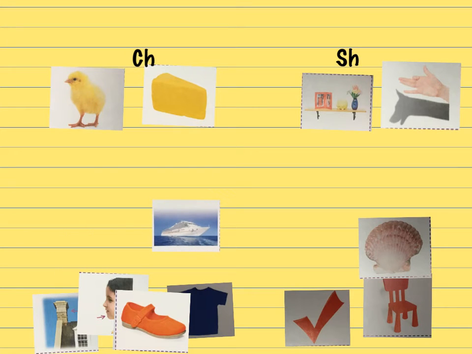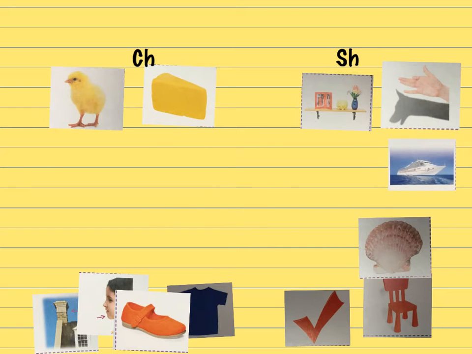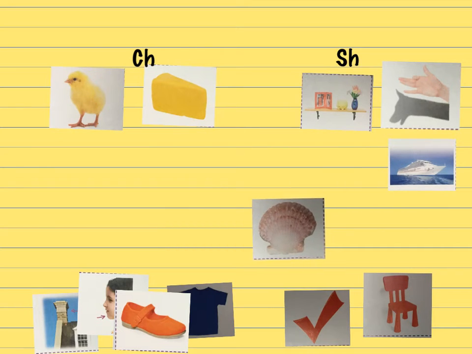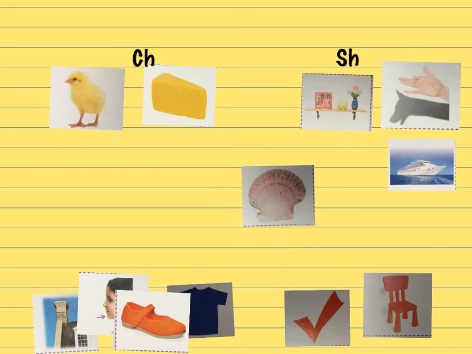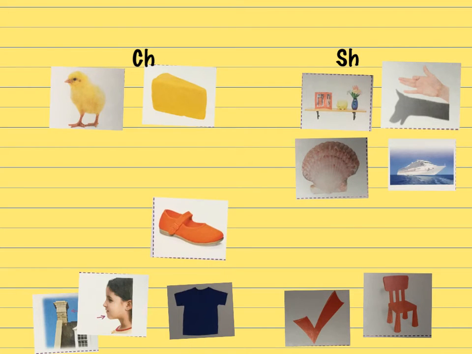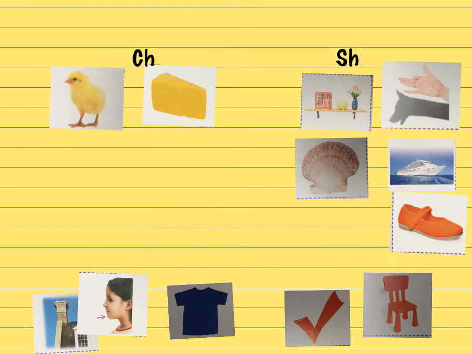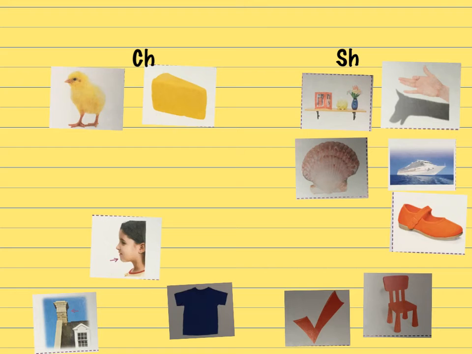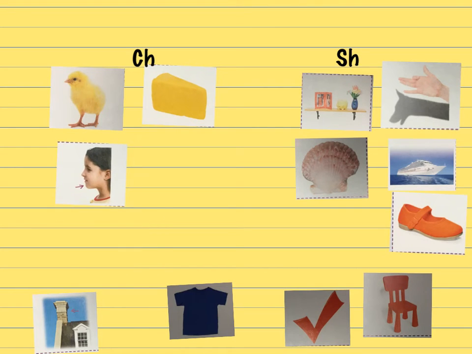Ship has the SH sh sound. Shell has the SH sh sound. Shoe has the SH sh sound. Chin has the CH ch sound.